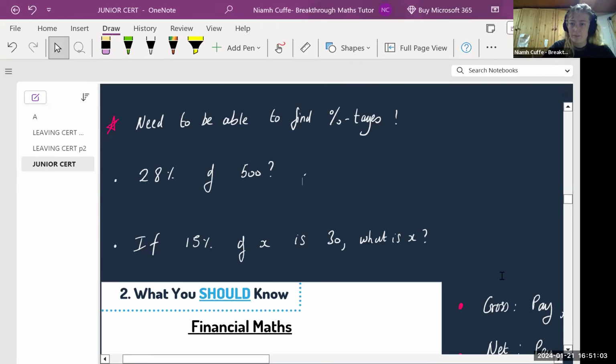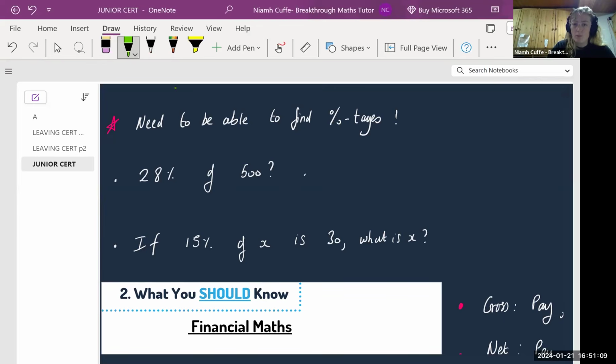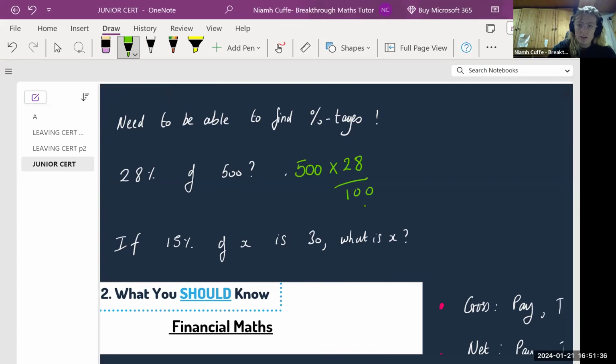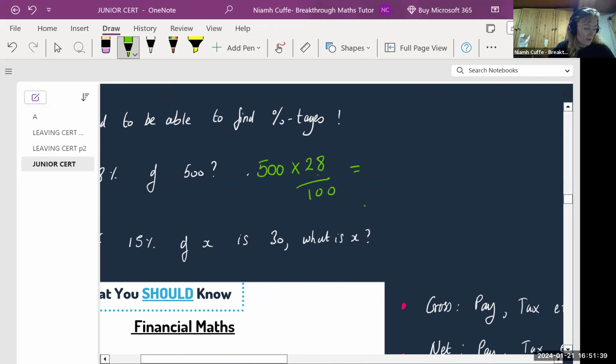Guys, if we want to find the percentage of a number, you multiply that number by the percentage. So it's 500 multiplied by 28 over 100 every time. What does percent mean? It means per 100. So it's 28 times out of 100 this thing happens. So we don't multiply by 28, we multiply by 28 over 100. That's how we find 28% of 500. What do we end up with? 140, I think.